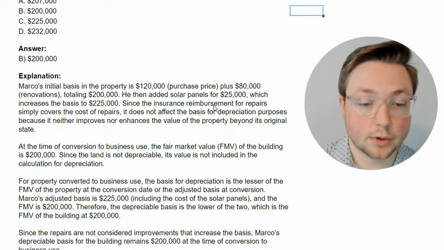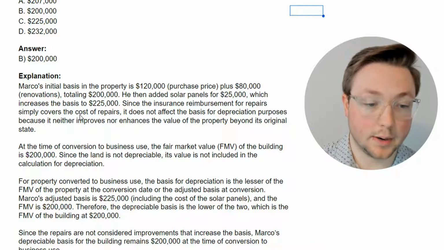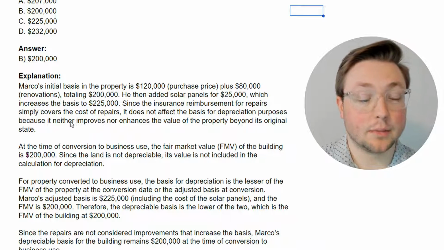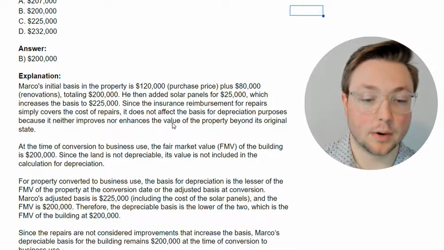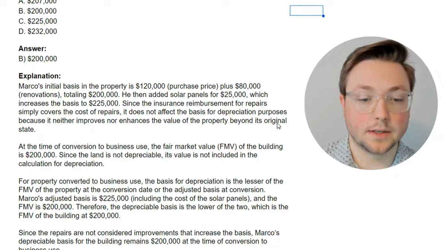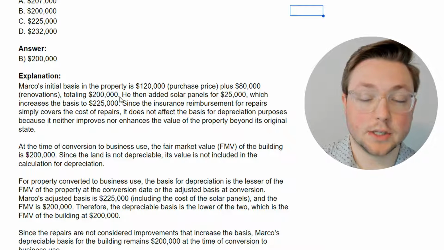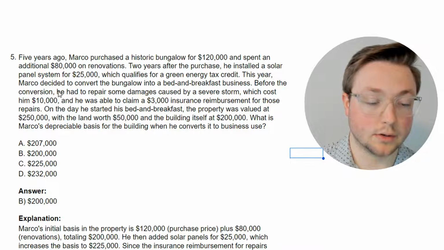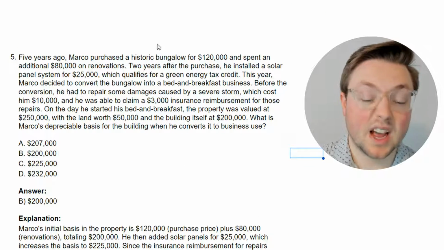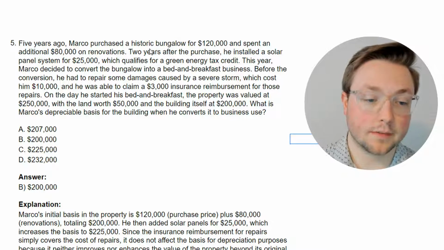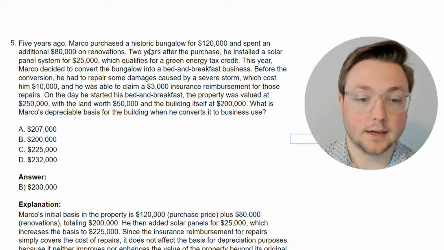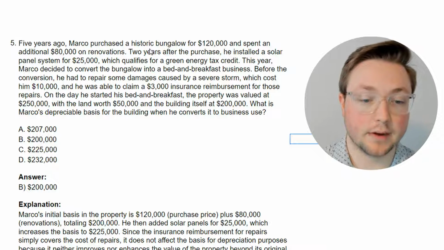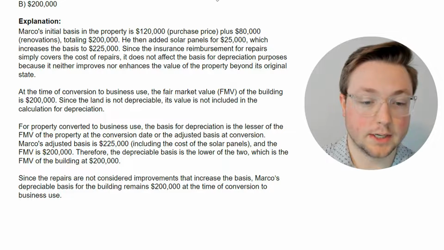So since the insurance reimbursement for repairs simply covers the cost of repairs, it does not affect the basis for depreciation purposes because it neither improves nor enhances the value of the property beyond its original state. So he's just using that to repair. That was just like a personal expense, this $10,000. Whereas previously above, I believe the difference there was because of the federally declared disaster and the damage that happened, the house value actually decreased by $5,000. I believe that's what it was trying to say up there.